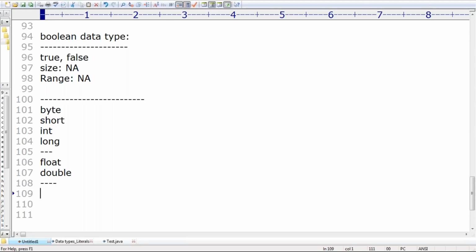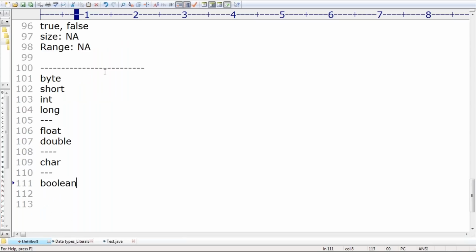Next, how many char to represent character, to represent Boolean values? Okay, do you know byte? What is the default value? Just I declare a variable. I didn't provide any value. The JVM is always going to provide default value.